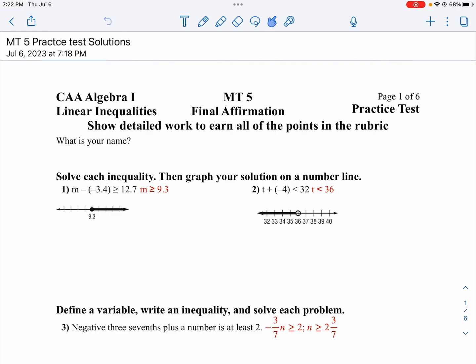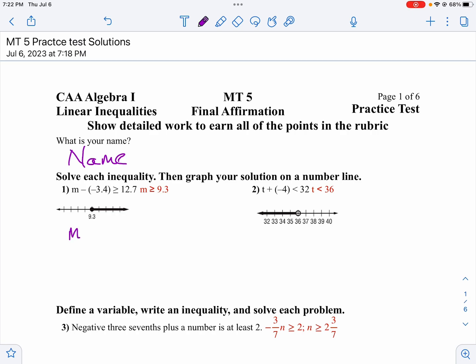Let's review your practice test. Don't forget your name on question, or actually it's not a question, but you won't get credit if you don't answer it. Okay, in question number 1, let's simplify this first.